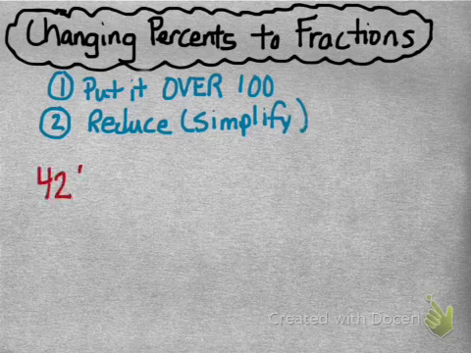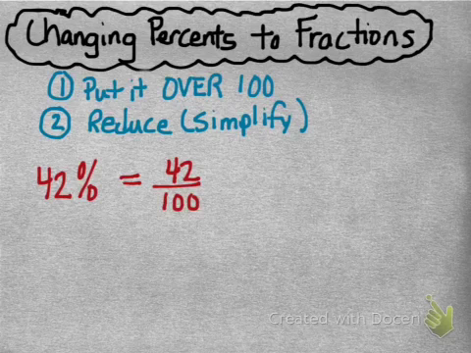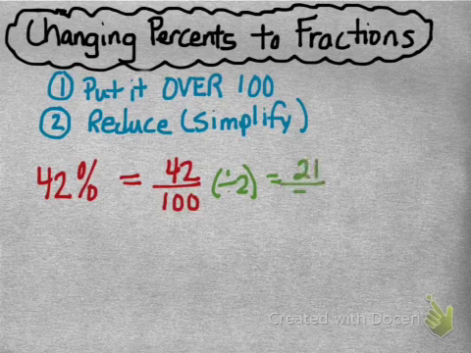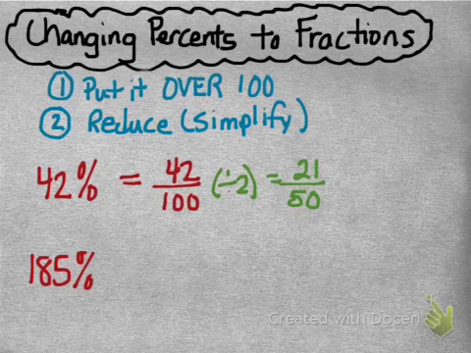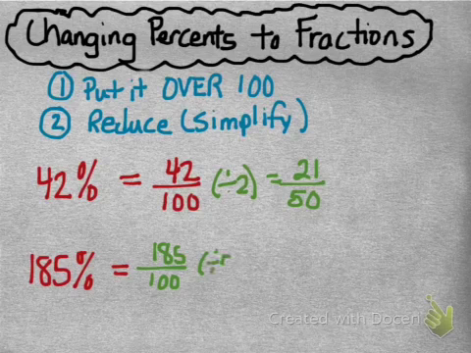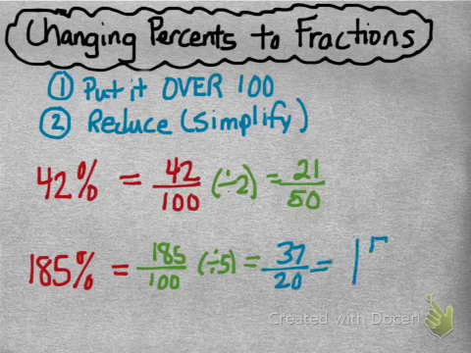So for example, we have 42%. Put it over 100. All percents are over 100, right? And then simplify. What goes into 42 and 100? Yeah, 2 does. So divide by 2, and there's your fraction, 21 over 50. Okay? Here's one, 185%. Same strategy. Okay? Put it over 100. Simplify. What goes into 185 and 100? 5 does. So divide by 5. And you get 37 over 20. Tybo that, and you get 1 and 17/20.